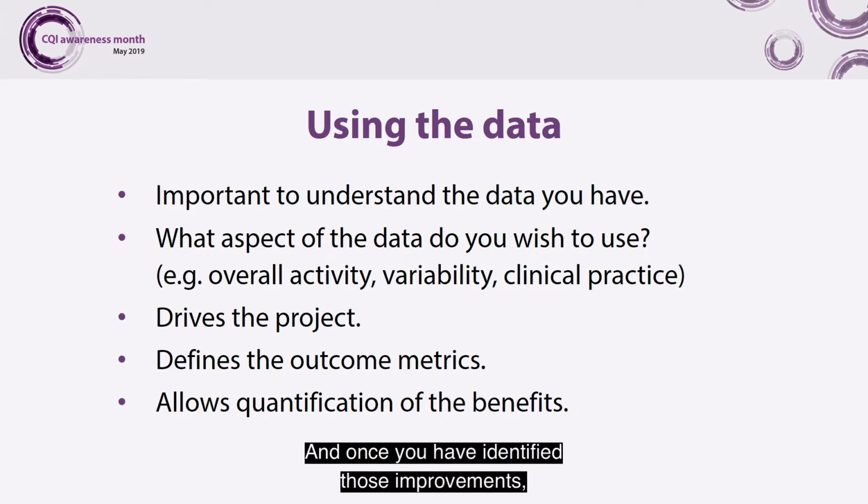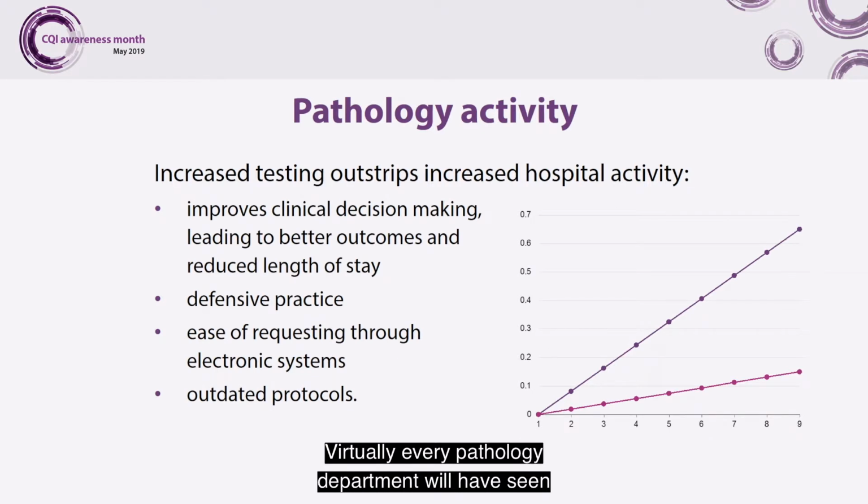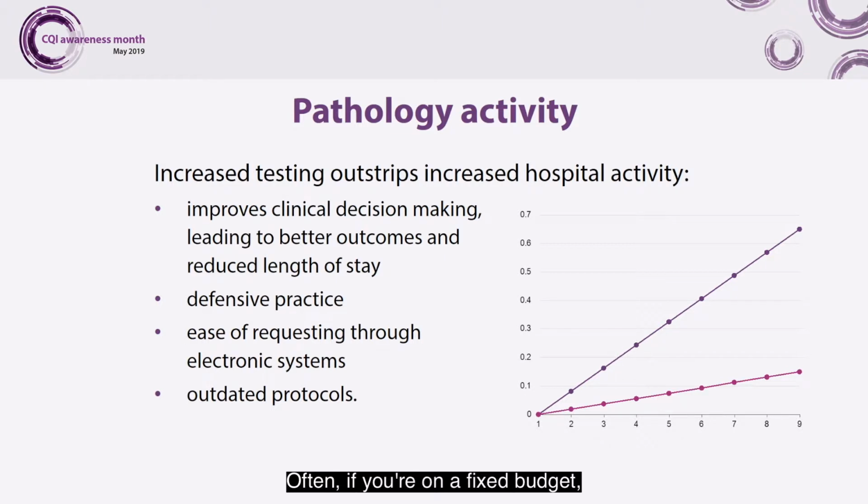And once you have identified those improvements, you can quantify the benefits that are going to be made to the benefit of the organization and to the service. Virtually every pathology department will have seen activity increasing at a faster rate than clinical activity overall within the hospital. Often if you're on a fixed budget, this becomes very difficult to manage.